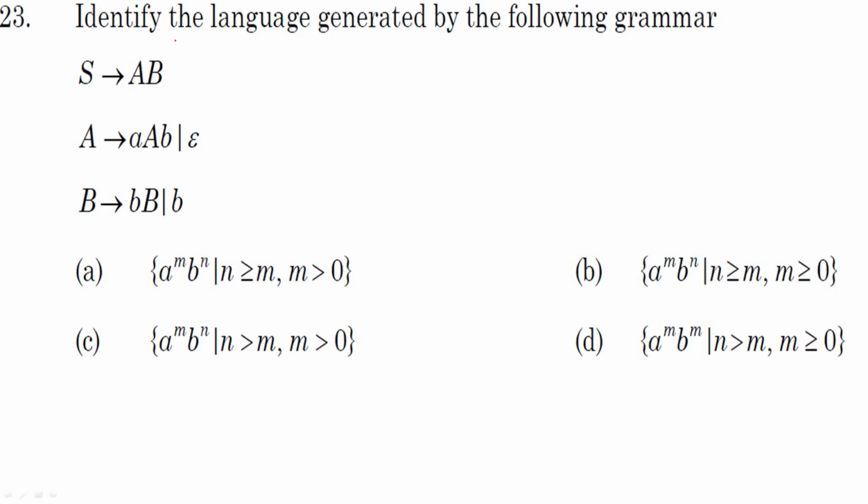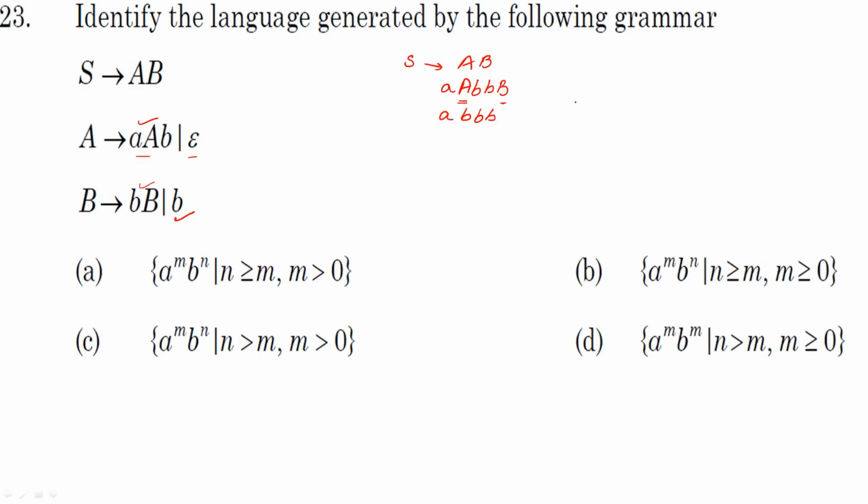Next. Identify the language generated by the following grammar. We have to identify which of these languages is generated by the grammar. Let's take the first production, S implies AB, and I'll try to expand it in the bigger way. Out of these two, this is the bigger one, so I'll replace A by aAb and B by bB. So this is my grammar. After that I'll replace this A by epsilon.